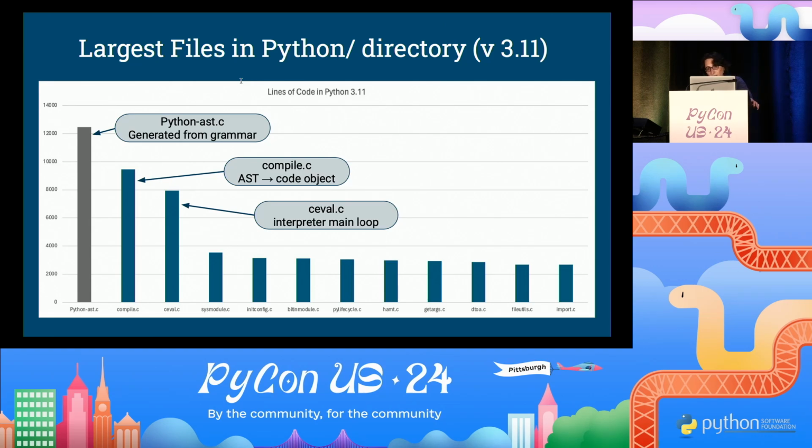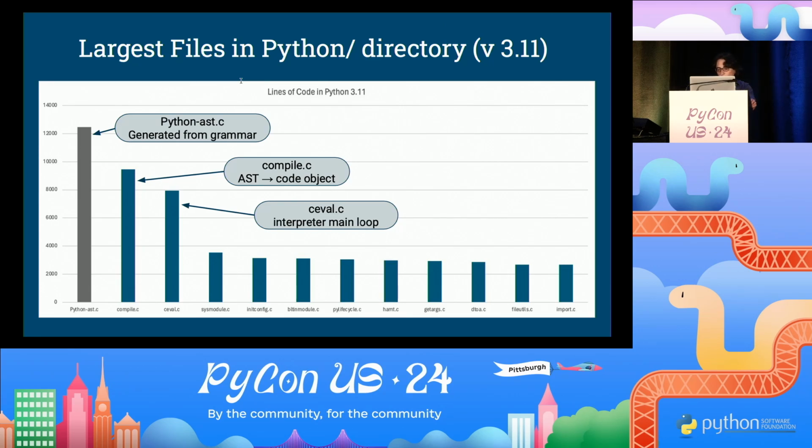C-eval.c, that's the main loop of the interpreter. That's a big switch statement with a case for every bytecode and a bit of code to implement that bytecode. So that's a big file as well. And there's been some work to help that become more maintainable, unrelated to what I'm talking about.